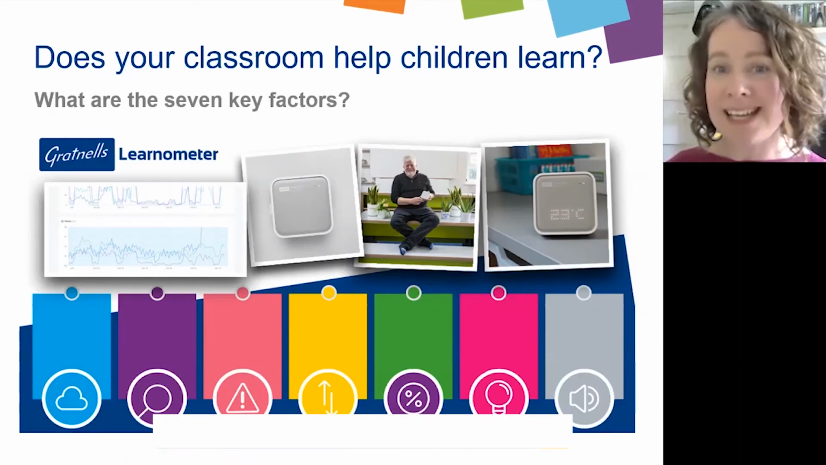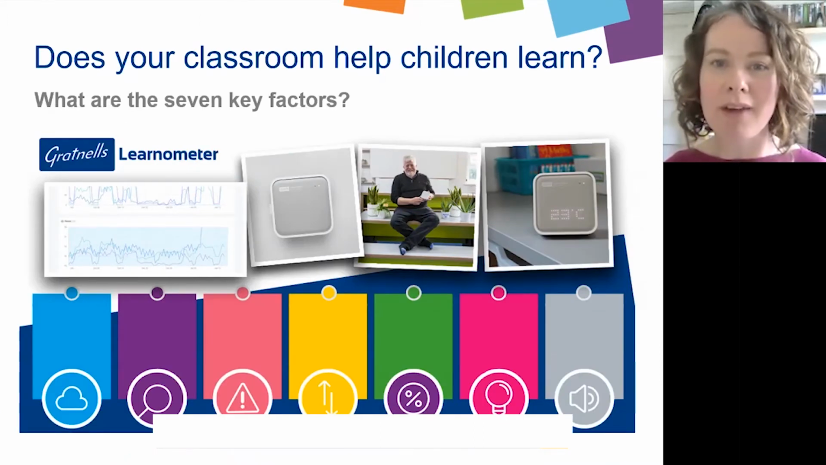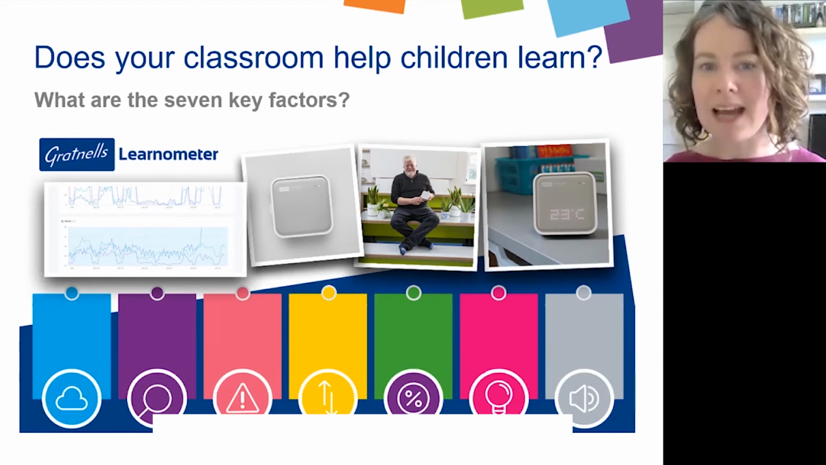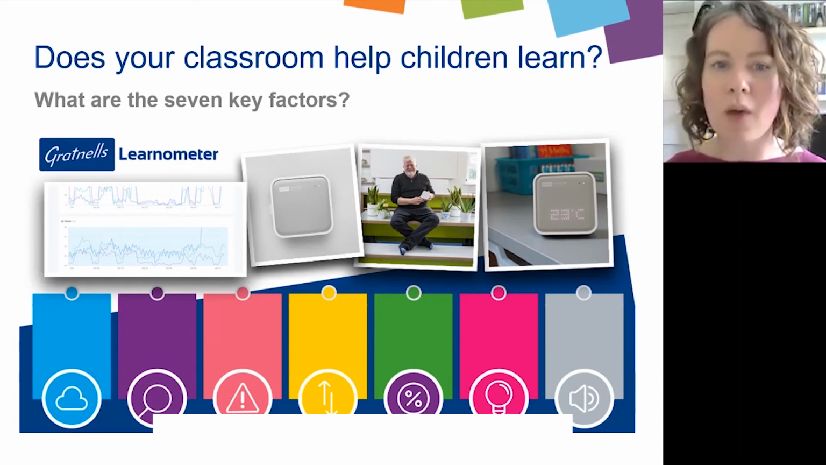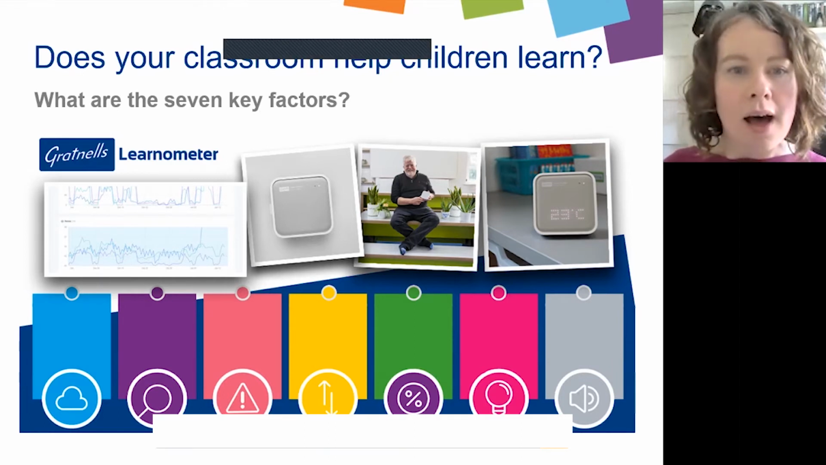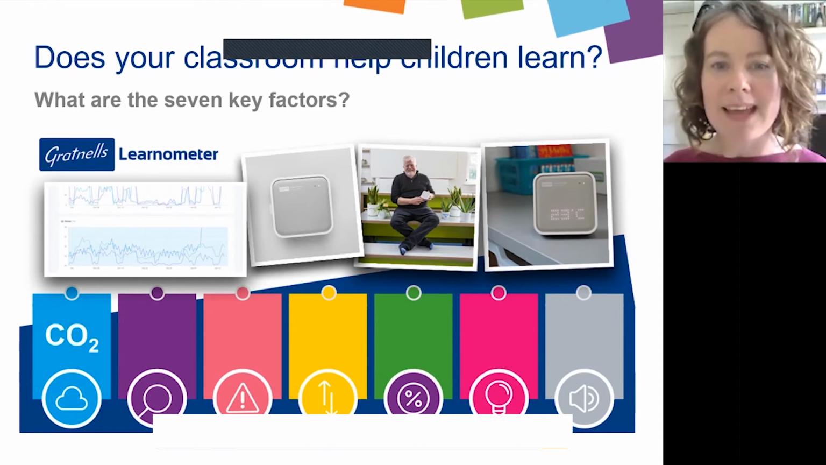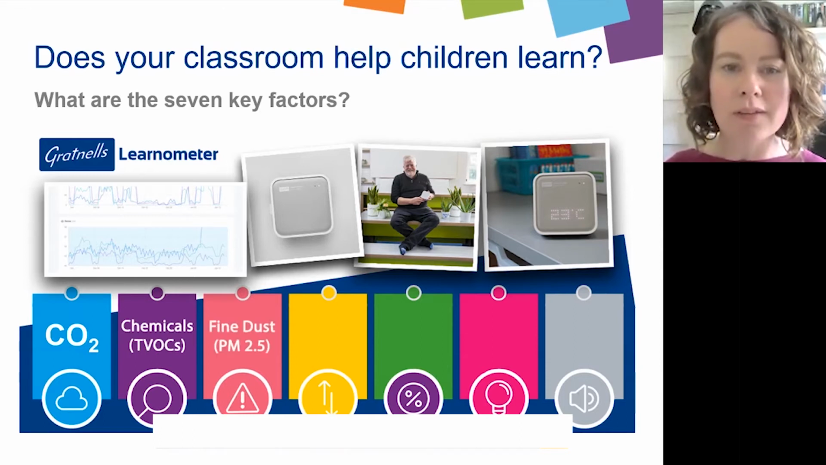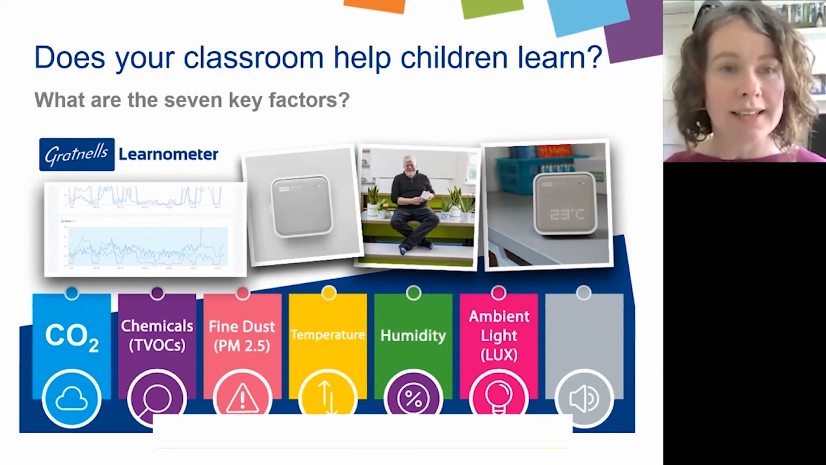So I've mentioned light, temperature and air quality account for around half of the impact on pupil progress seen in the Barrett study. We also know there are several elements that contribute to overall air quality. Professor Heppel and the Learnometer project have separated out the air quality elements and are focusing their work on 7 key factors. These are carbon dioxide, chemicals, fine dust, and those 3 are the air quality components, temperature, humidity, ambient light, and ambient noise.